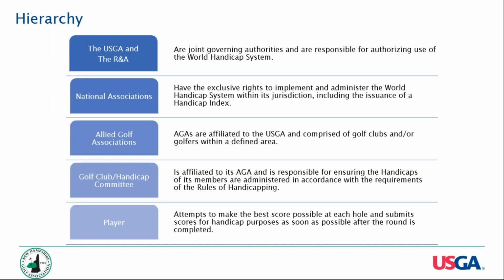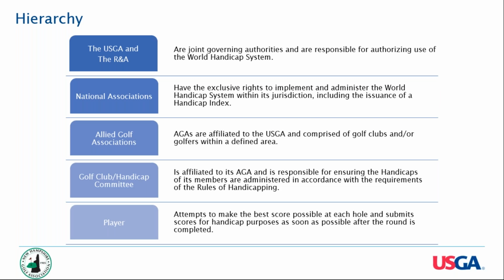Looking at the hierarchy, the USGA and R&A are the ones who write and interpret the rules of handicapping and the course rating system. And then it trickles down from there. So you have the National Association, ours is the USGA, and then from there, the Allied Golf Association, so that's us, and then clubs and players.